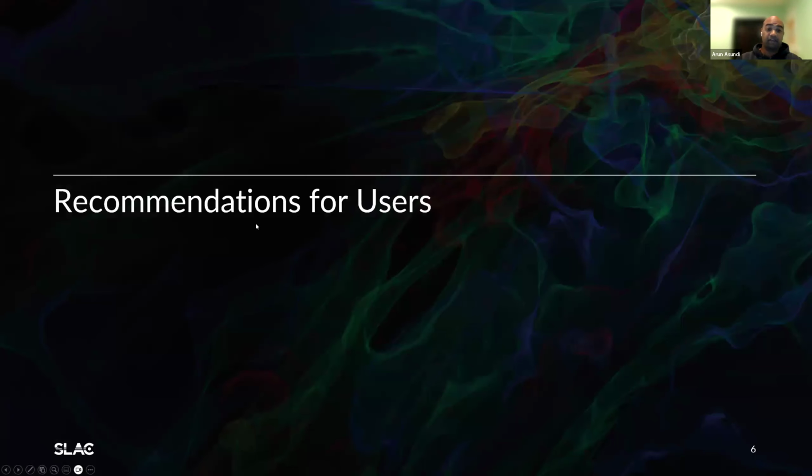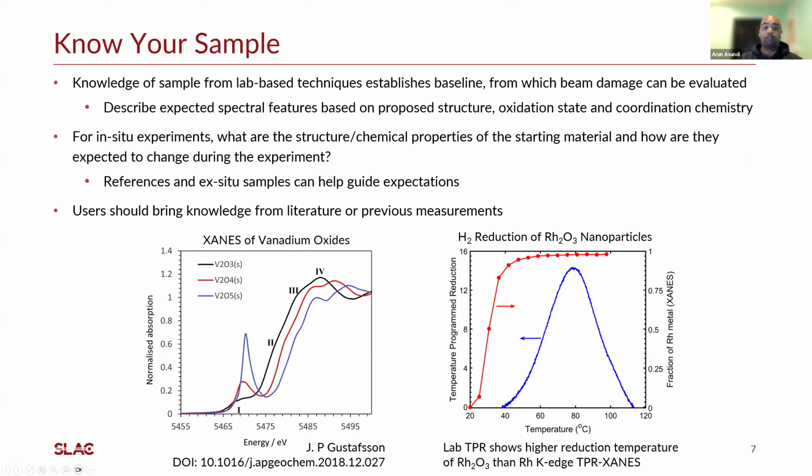So next, I'll summarize our recommendations for users. Our first recommendation is to know your sample. Users should come to the beamline with some knowledge about the structure and chemical properties of their sample, and they should have some idea from the literature or previous measurements of the expected spectral features, like intensity and energy of features in the pre-edge, rising edge, and white line.